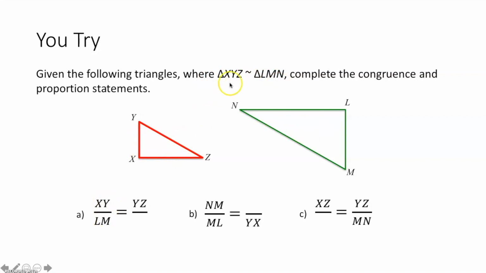XY over LM, so XY the first two over LM the first two is equal to YZ the last two over, it should be MN the last two. Boom, done. Here, NM, the back two over ML, the first two, has to be equal to the back two over the first two, so ZY over YX. And then lastly, we have XZ, the outside two over something is equal to YZ, the back two over MN. The back two for our second ratio right here. That means that in the first one, the outside two would be over the outside two over here, L and N, so it would be LN.